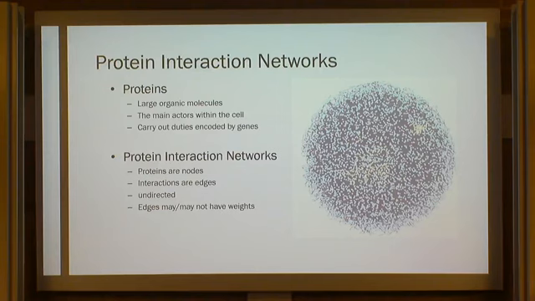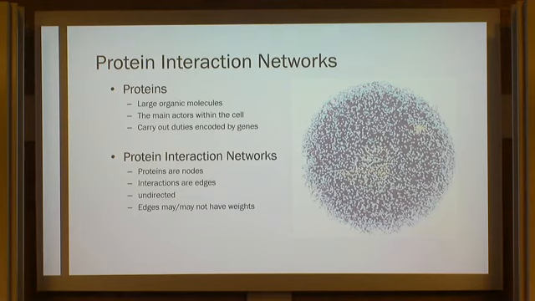So, protein interaction networks. Proteins are the large organic molecules in every biological cell that do stuff. They are the actors, and they carry out duties as encoded by the genes. In a protein interaction network, the nodes, the blue dots and the yellow dots, are proteins, and the interactions are edges between them. There's lots and lots of experimental data on this. You can have a yeast interaction network with 6,000 nodes, about the number of proteins in yeast, and 30, 40, 50,000 edges, and that's all experimental data.